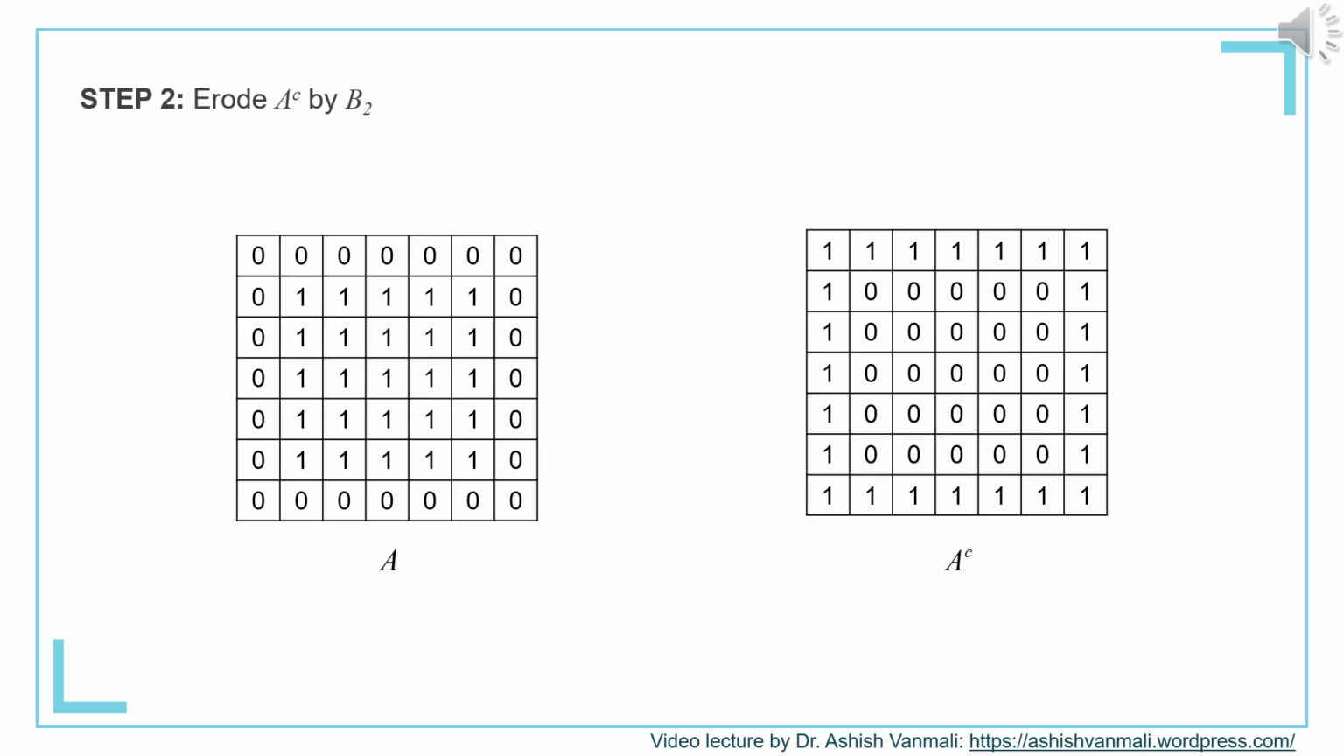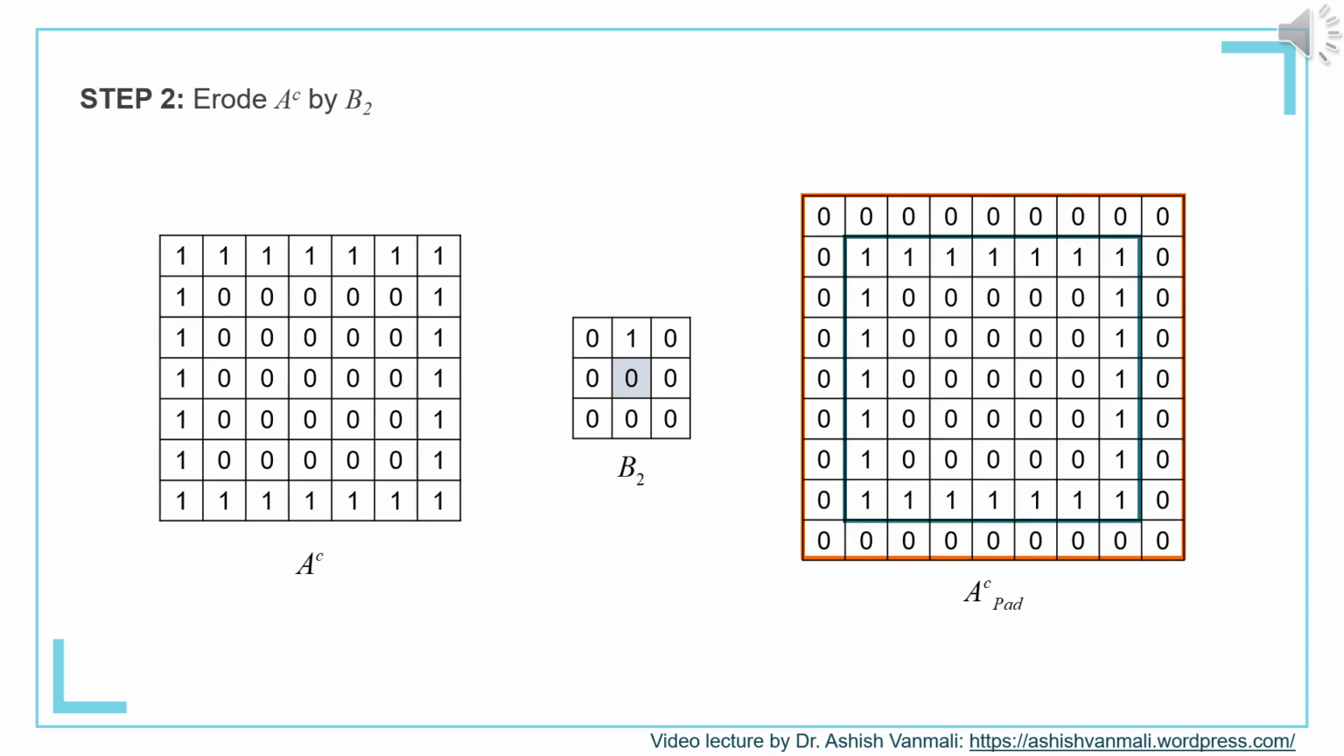The second step is to erode A complement by B2. For that we will first need to find out the A complement. Here in the first figure you can see the original image A. If we replace zeros by 1 and 1 by zeros, we will automatically get the corresponding complement, that is A complement, which is shown over here in figure 2. Now we need to erode this A complement by B2.